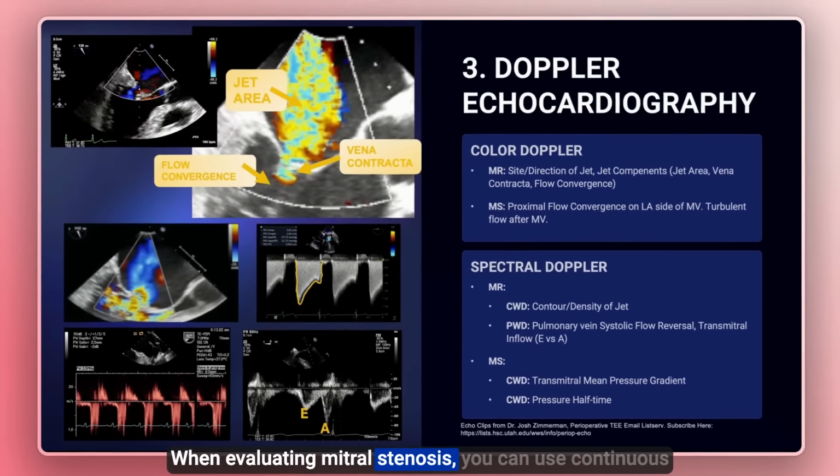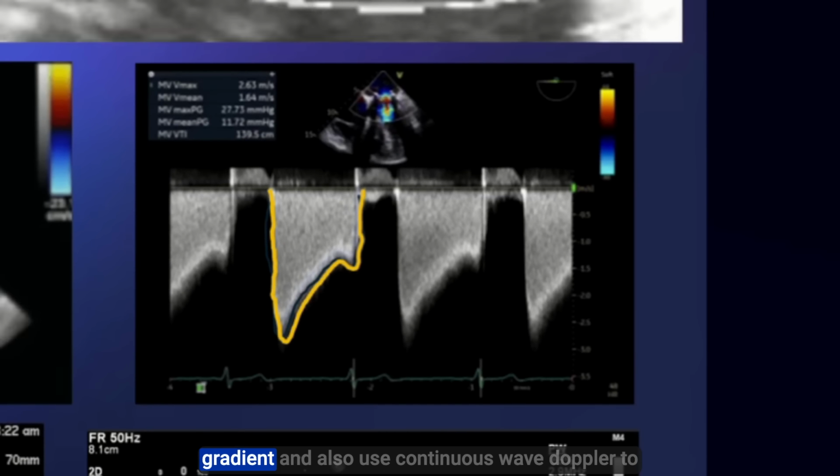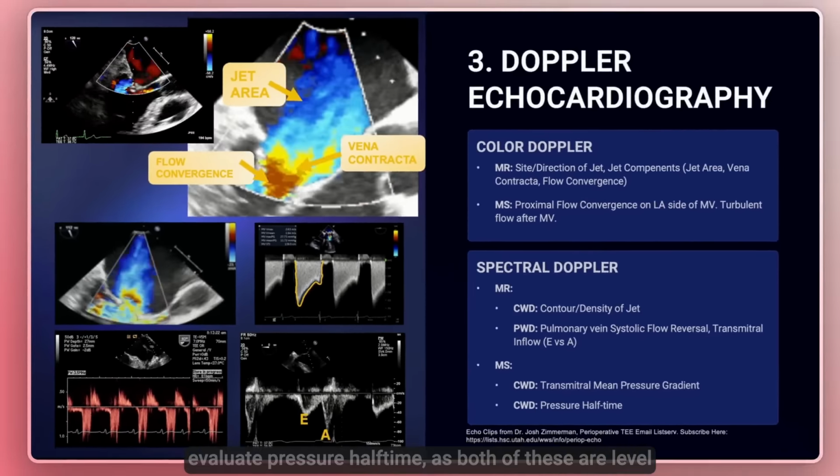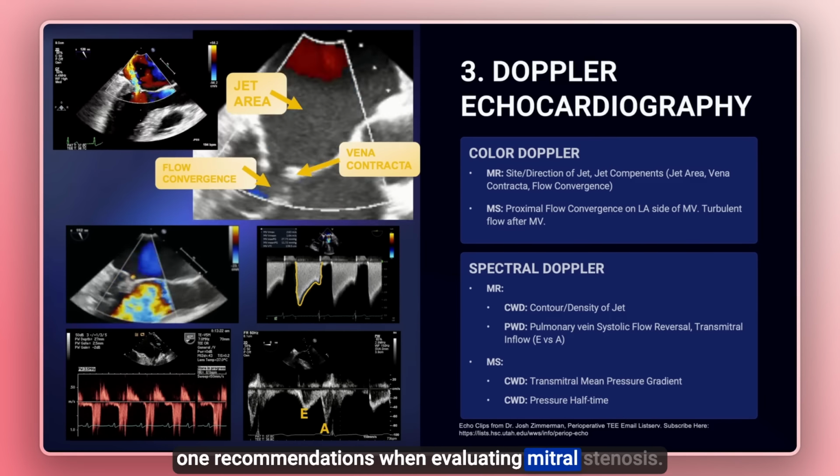When evaluating mitral stenosis, you can use continuous wave Doppler to evaluate transmitral mean pressure gradient, and also use continuous wave Doppler to evaluate pressure half-time, as both of these are level 1 recommendations when evaluating mitral stenosis.